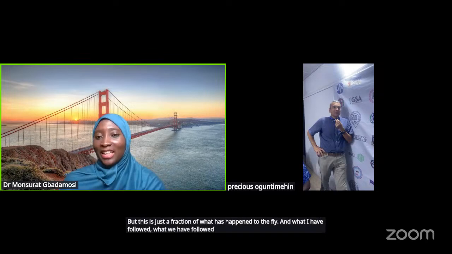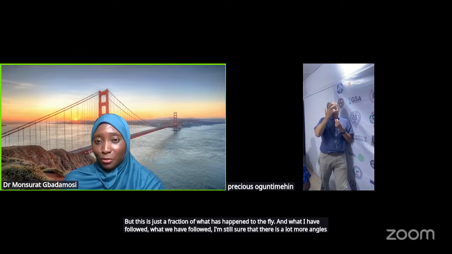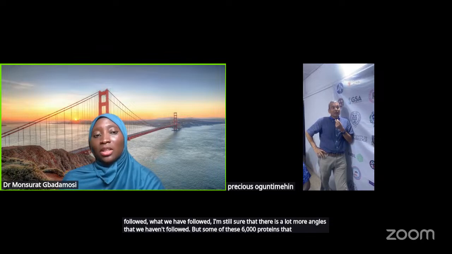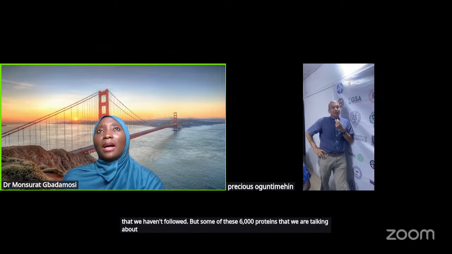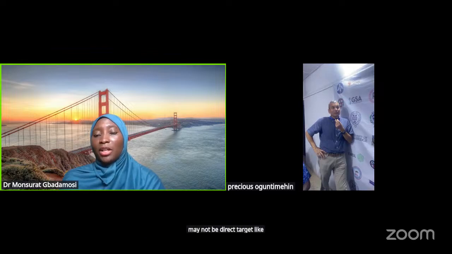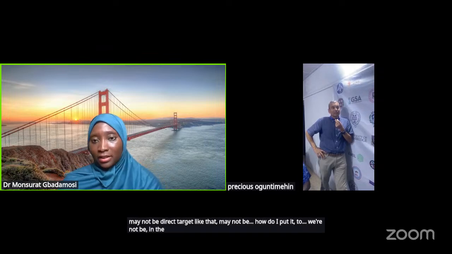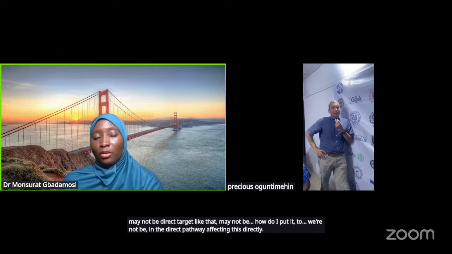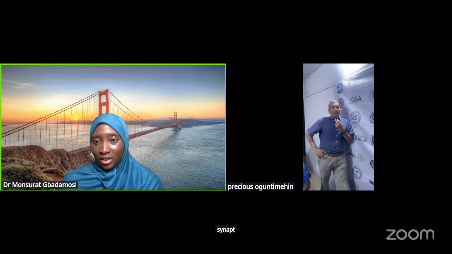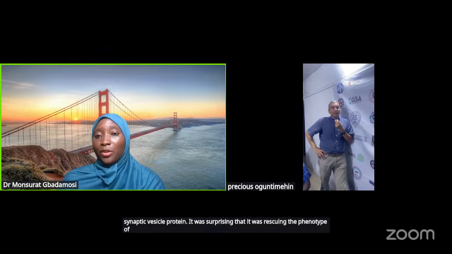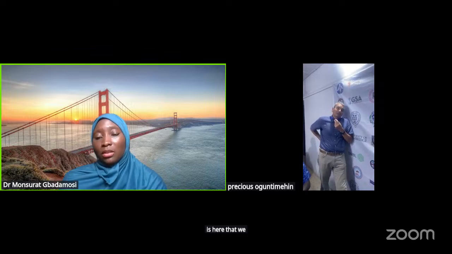I'm still sure that there are a lot more angles that we haven't followed. Some of these 6,000 proteins that we are talking about may not be direct targets, may not be in the direct pathway affecting this directly. So for RAB4, it was surprising as well because this is a synaptic vesicle protein. It was surprising that it was rescuing the phenotype of ALS without TDP43. So we were thinking that something is here that we could explore.